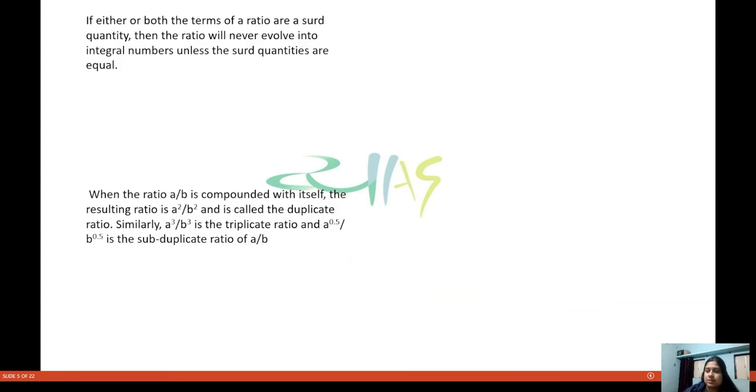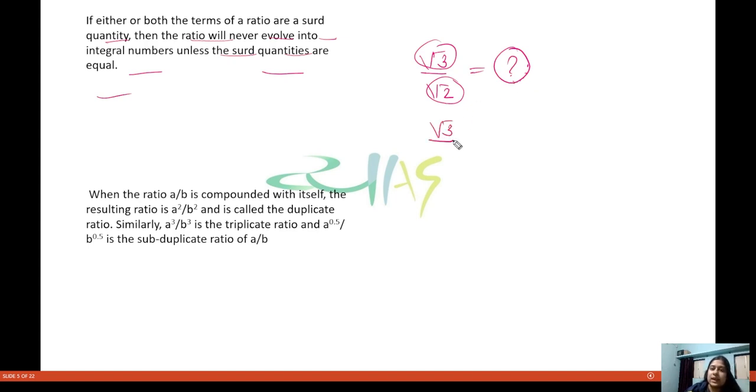Now look at this property. What this property is saying is, if either or both the terms of the ratio are surds, then the ratio will never evolve into integral numbers unless the surd quantities are equal. So we have, let's say, root 3 by 2 and root 2. So this ratio will never be integral.